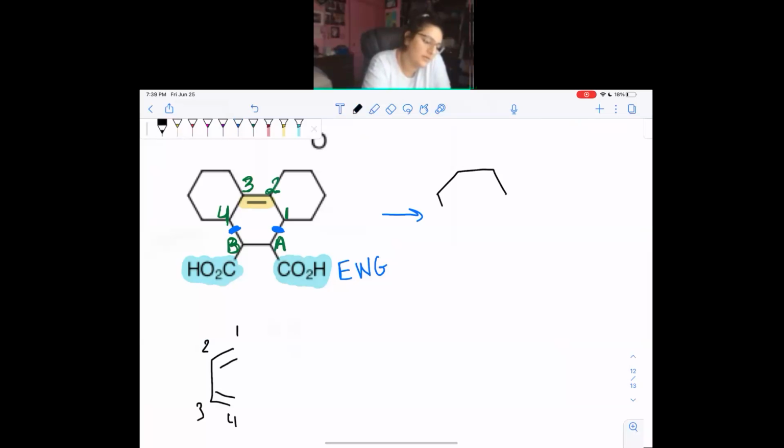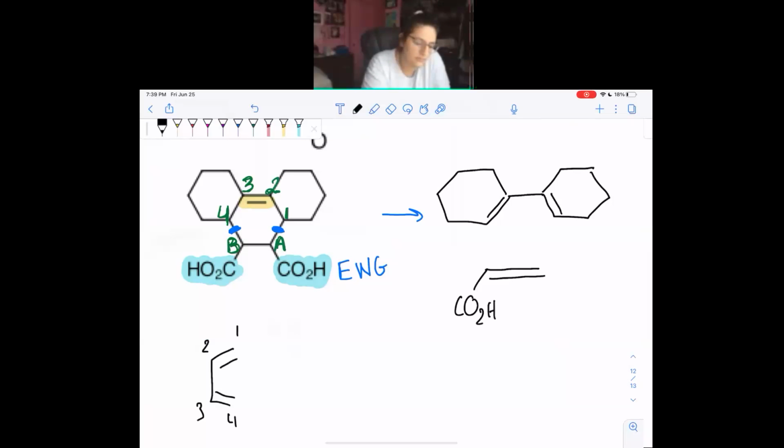I'm so awful at drawing sideways rings. Ta-da! And ta-da! Ta-da!